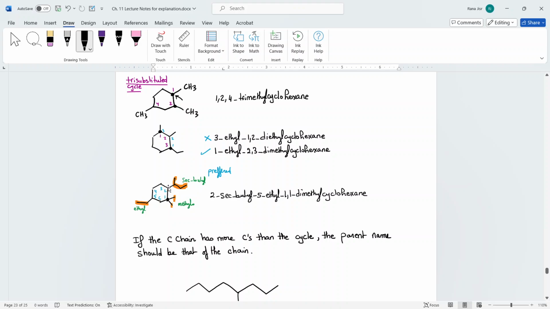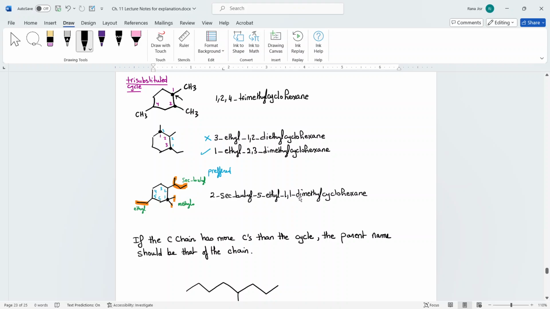And then I need to move this way because this is the second substituent and I'm going to give it the lowest number possible down to the ethyl group. Put the names in there. Sec is not part of the name. So you have to look at the B, at the M, and at the E. B comes first. So the name is going to be 2-sec-butyl. On carbon number 5, I have an ethyl. And then on 1, it's 1,1-dimethyl.